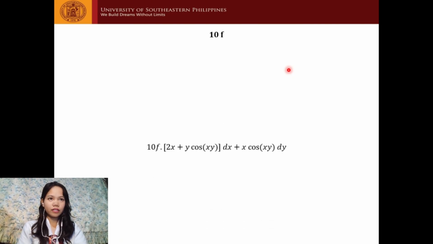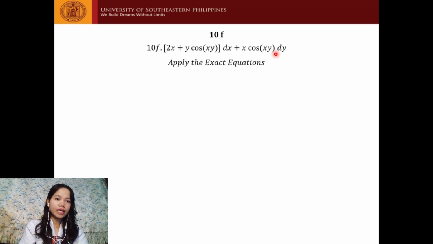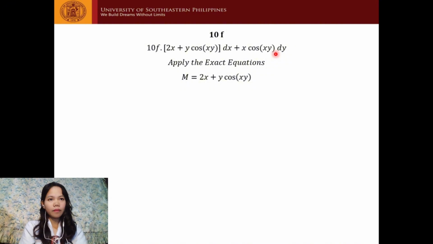So, let us try to look at this. Now, we will have (2x plus y cosine of xy) dx plus (x cosine of xy) dy. For this one, we're going to apply the exact equation. So we are going to let M be equal to 2x plus y cosine of xy.